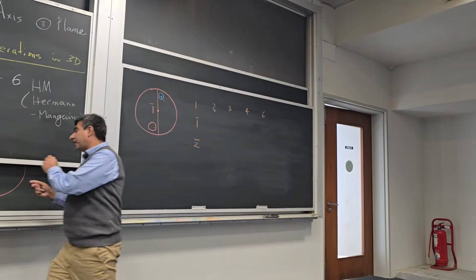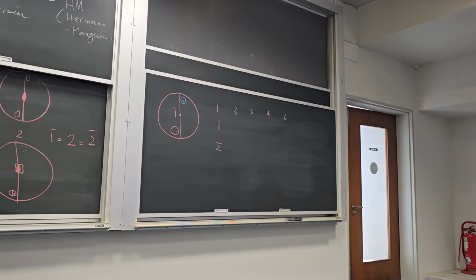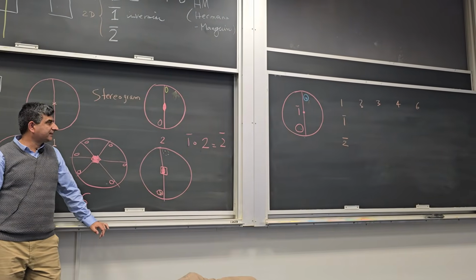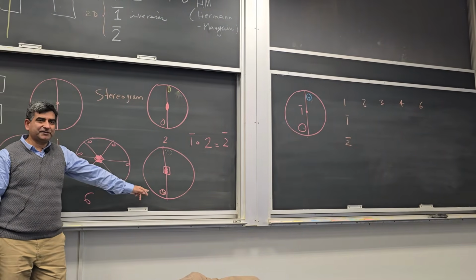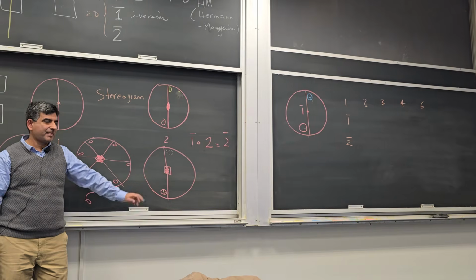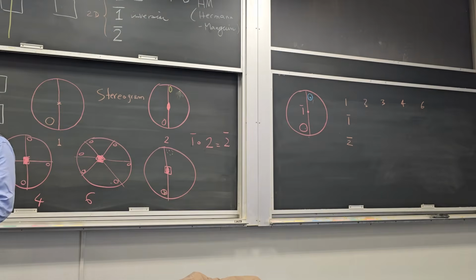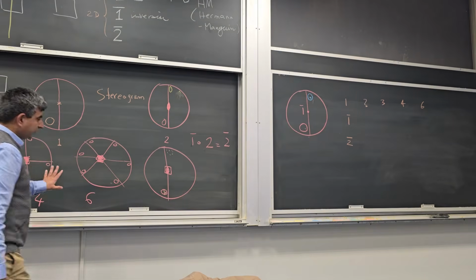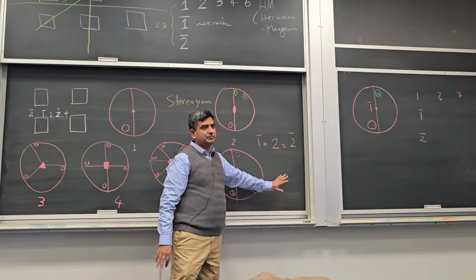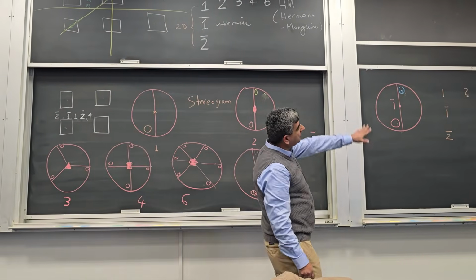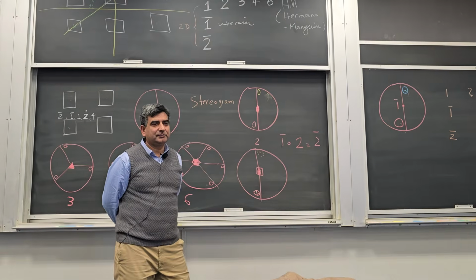By the way, if you look at this 2 bar, it's something really interesting. This 2 bar is like a mirror plane, which is horizontal. And I'll explain this later. Okay. So these are all my symmetry operations in 2D.